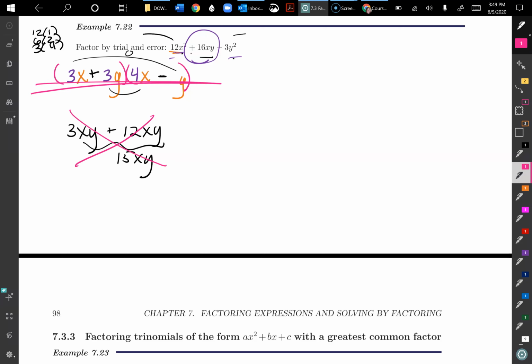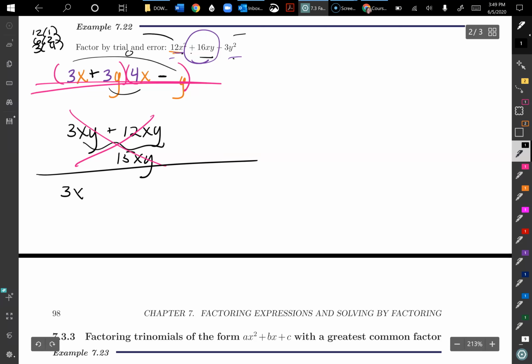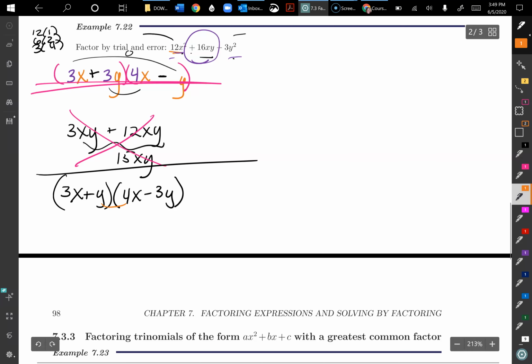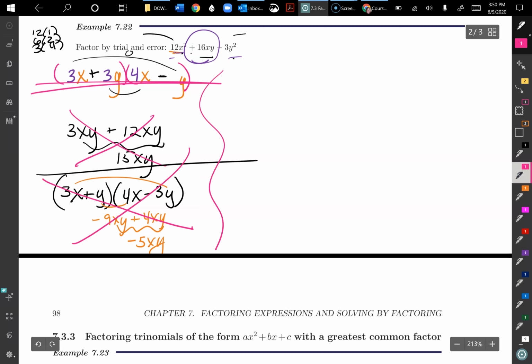So I'm going to try a new one. I could try switching the signs on those. I could do a variety of things. So let me just try the next one. Let's try 3x plus y times 4x minus 3y. So sometimes I just kind of pick, we're going to switch up these. So then I would get negative 9xy plus a 4xy, which gives me a negative 5xy. Again, no go. That one's no good. So I'm going to try another one.